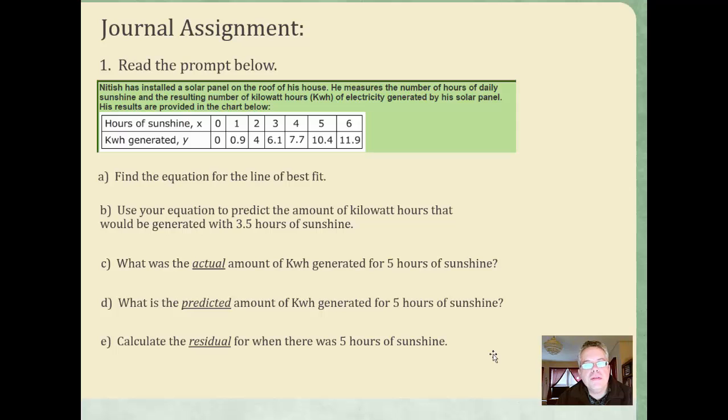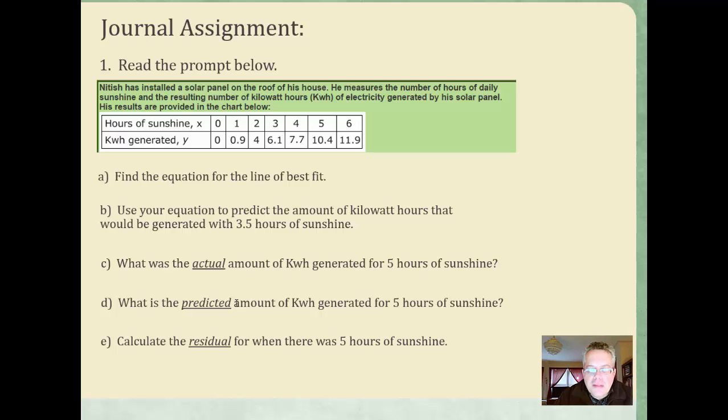So the x variable is the hours of sunshine, and the y variable is how much electricity was generated. What I want you to do is find the equation of a line of best fit. Then use your equation to predict how many kilowatt hours will be generated for 3.5 hours of sunshine. So you have to put 3.5 in for x. Just use your equation. C, D, and E are about calculating the residual for a data point. I just broke it down for you. So find the actual amount of kilowatt hours generated for 5 hours of sunshine. You can find it in the table.